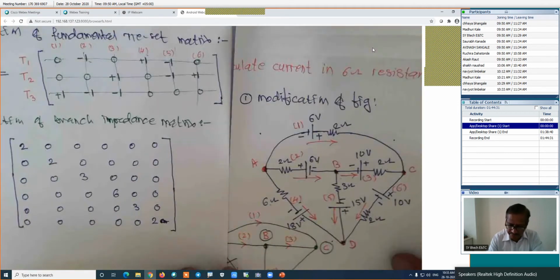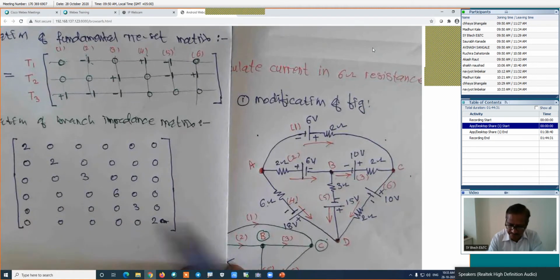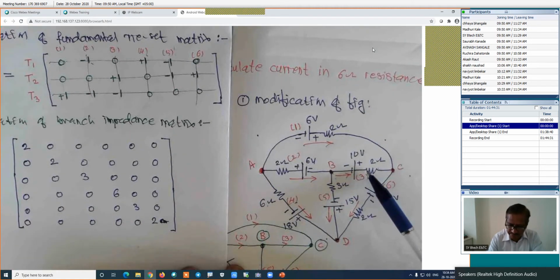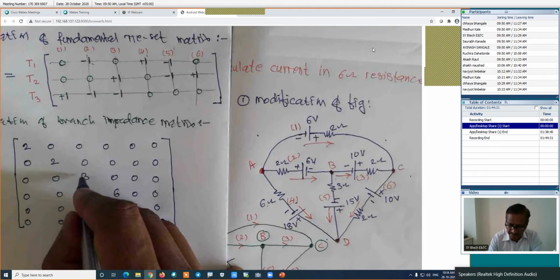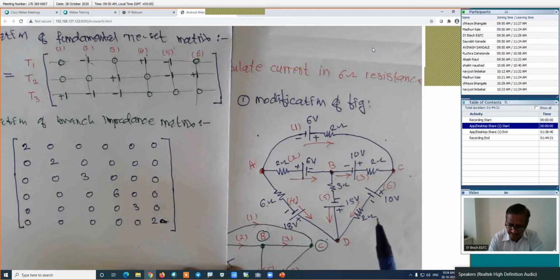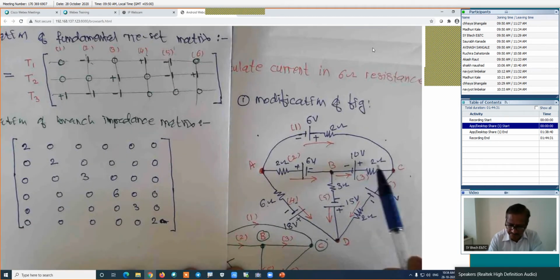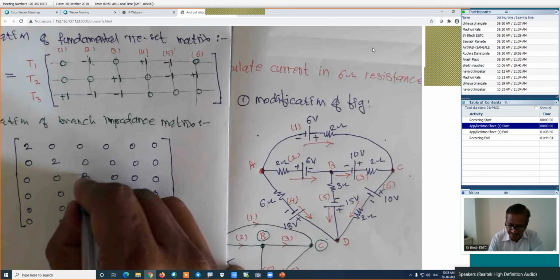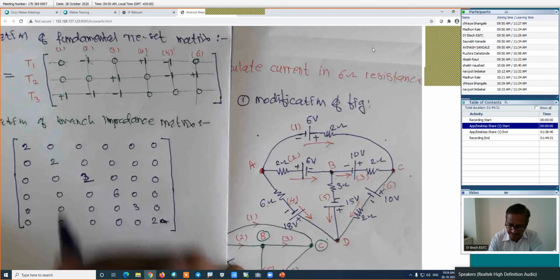Here, look at this branch number 3. How much is its impedance? Its impedance is 2, but by mistake I have taken it as 3. This 3 is for branch number 5. For branch number 3, its impedance is 2. This value should be 2. Is it right?